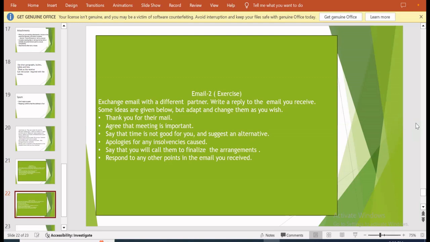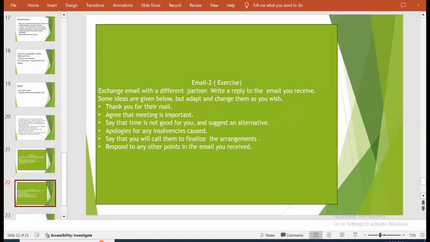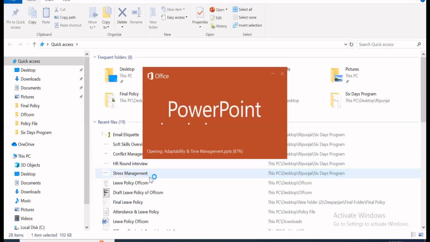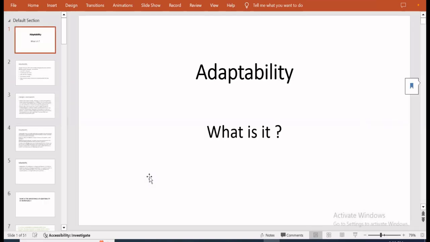Okay. So my suggestion is that you take this in a PPT with the screenshot and you try to write your email. That way you can improve yourself. Let us have another exercise in our class. This is important: adaptability and time management.